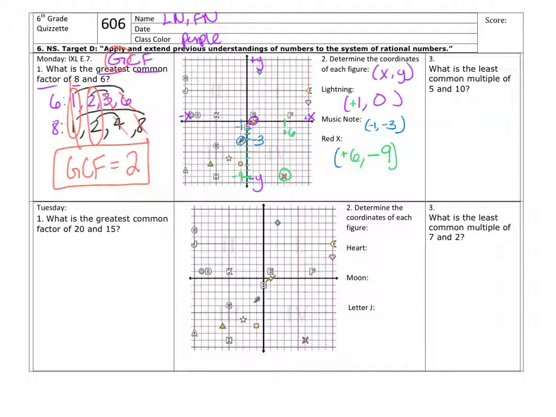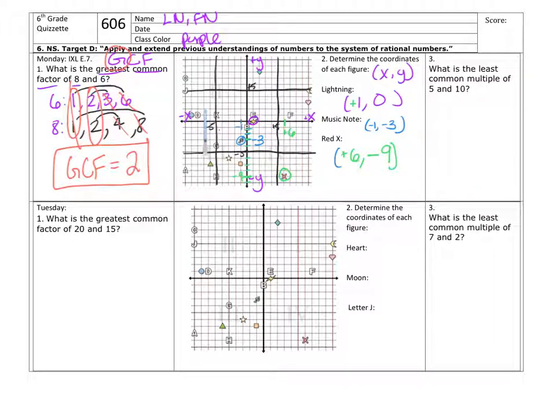negative 9. Some of you didn't notice this, but this line right here is kind of darker than the other lines. And that's positive 5. This line right here is darker than the other lines, and that's positive 5 on the y-axis. And then this line right here is not positive 5 on the x-axis, but it's negative 5. So the reason those are darker is so that you don't have to count from 0 all the time. You can start counting from 5.